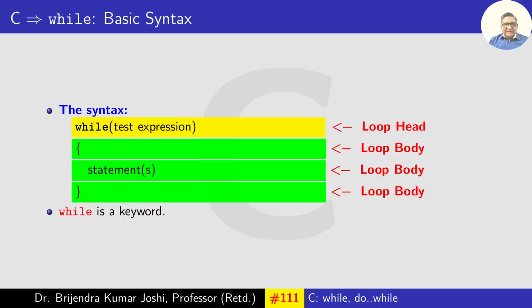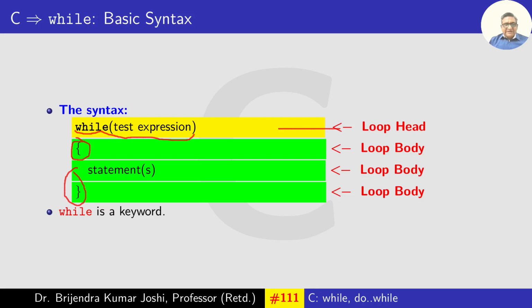Now, what is the basic syntax? Basic syntax is while, then some test expression which evaluates to true or false. So, this is referred to as loop head, followed by pair of braces. This makes the body of the loop. So, this opening brace, one or more statements, and then the closing brace. This makes the body of the loop.